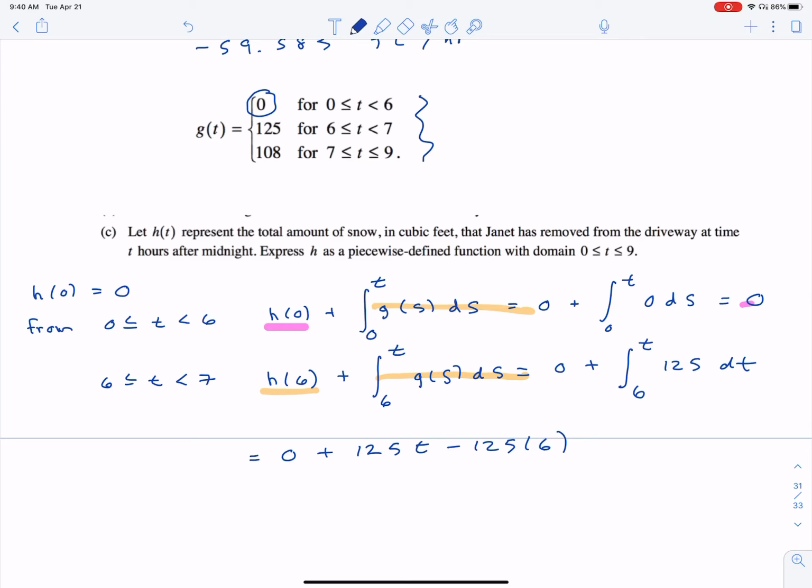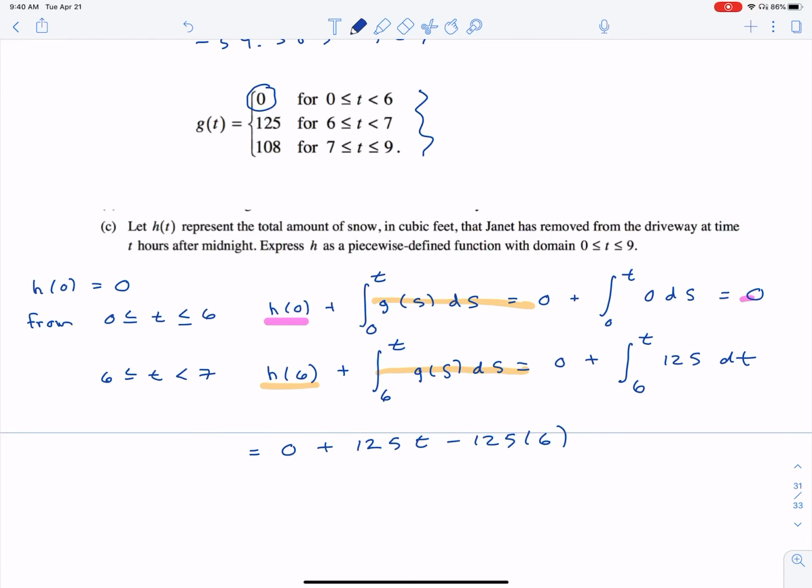Okay, so for the first one, I'm going to go from time 0 to 6, because h of 0 is captured with this, and then we are going from 0 to t, where t can be equal to, include, 6. I think you'd agree. We can take this and evaluate it at 6.